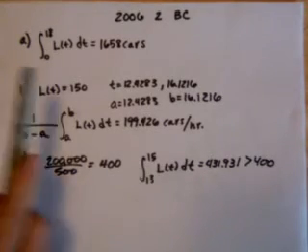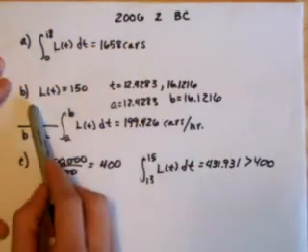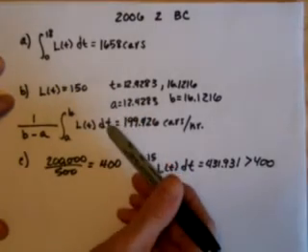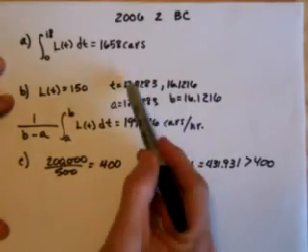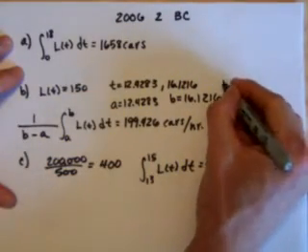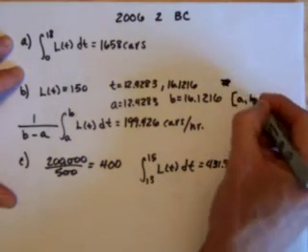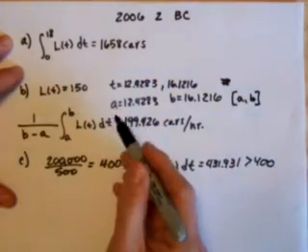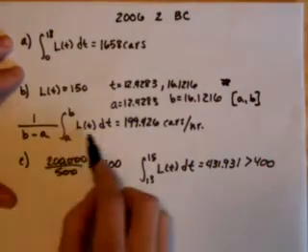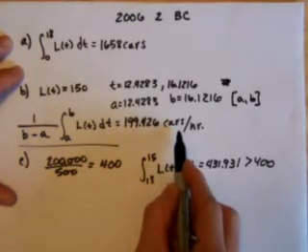Points for this one: 1 point for the setup here, 1 point for the answer. For B, there's 3 points, 1 for an interval when L of t is greater than 150, and it's between these two. I probably should have stated the interval as, maybe now that I've done this, from A to B for 1 point, and the average value integral, which is here, and then the answer with units.